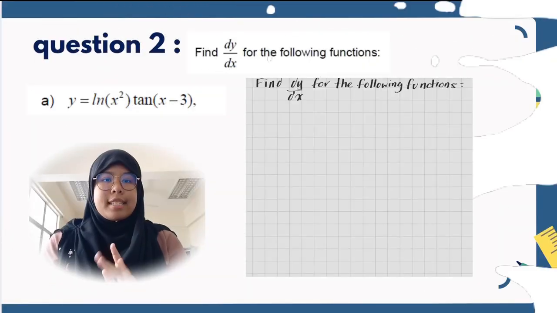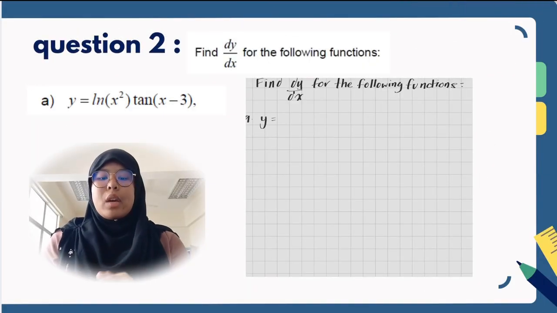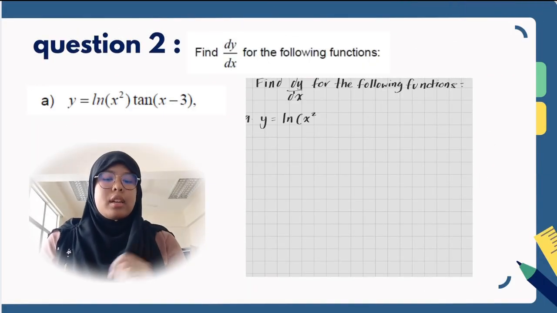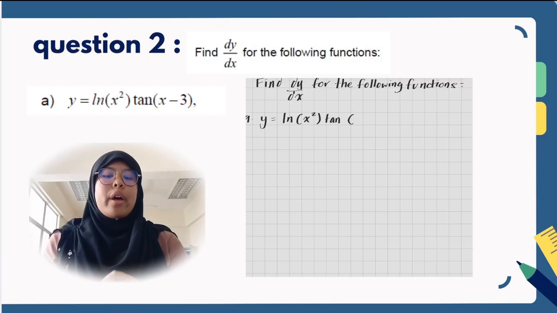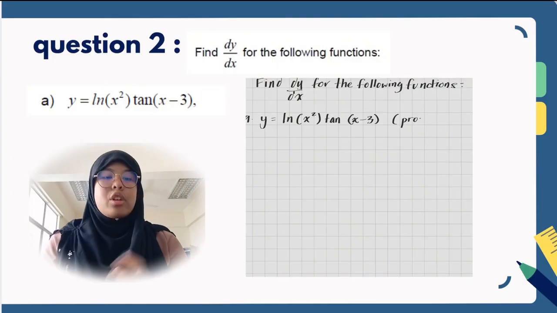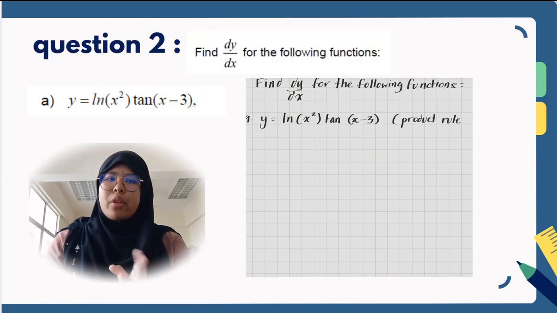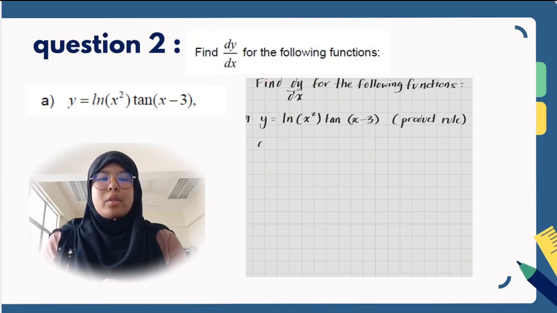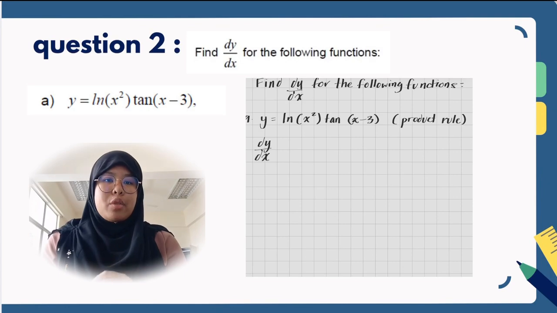Thank you. The second question that is given is find dy/dx for the following function. The first function that is given is y equals ln x squared times tan of (x minus 3). For this, we're going to use the product rule. The product rule is dy over dx equals vu prime plus uv prime.